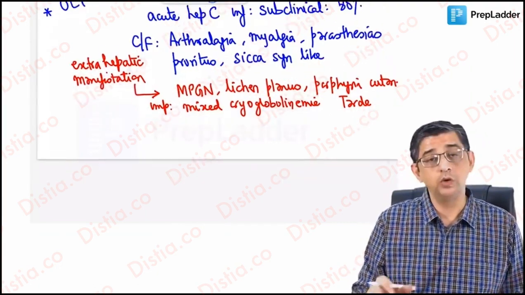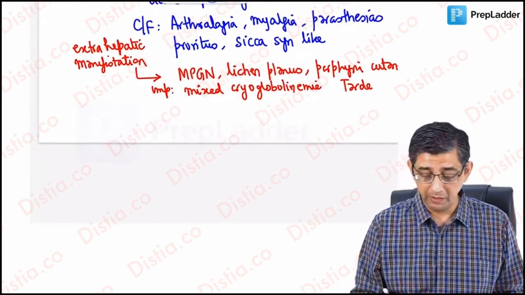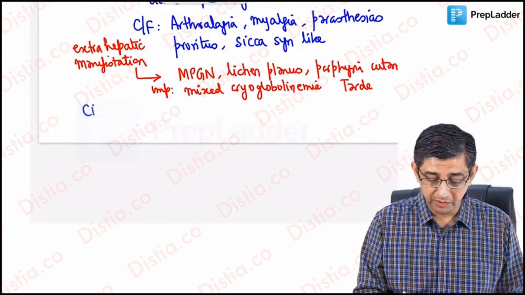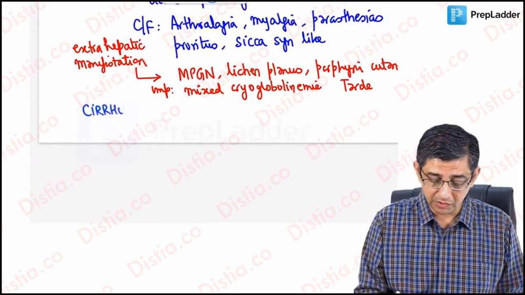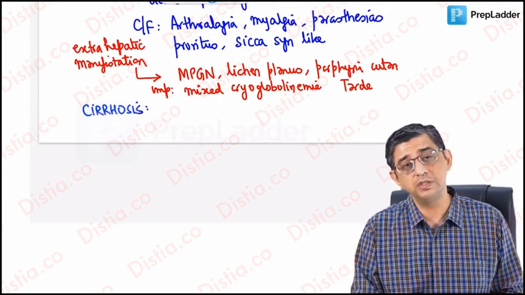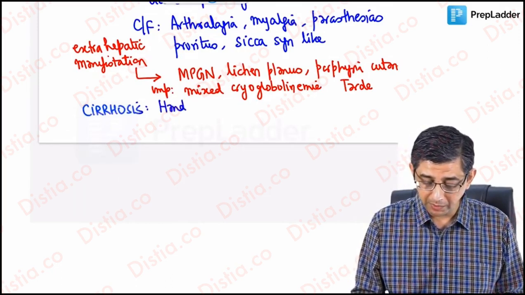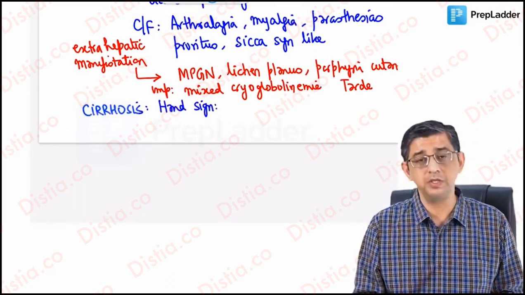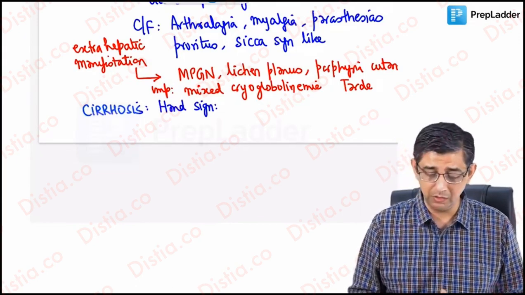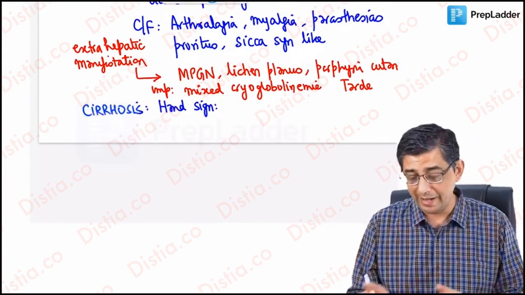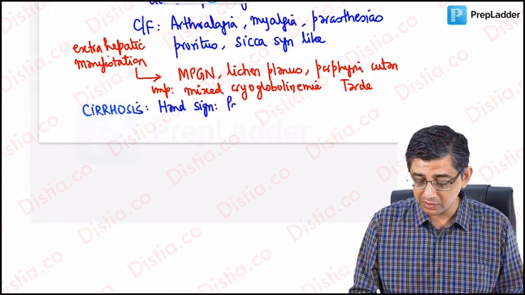As hepatitis C causes chronic hepatitis, it is no big deal that this person will end up with liver cirrhosis, and cirrhosis of the liver will also have certain features. Now, those could be in the form of hand signs developing in a patient, or head signs developing in a patient, or skin signs developing in a patient. So let me enumerate certain hand signs that you always see with cirrhosis.